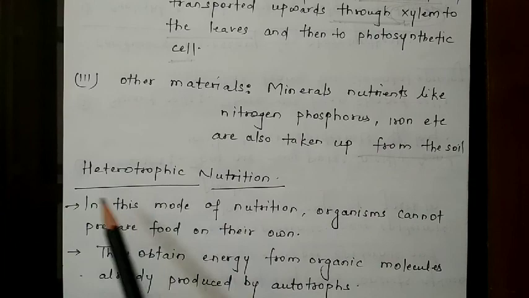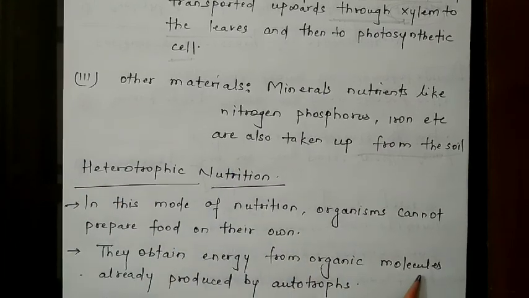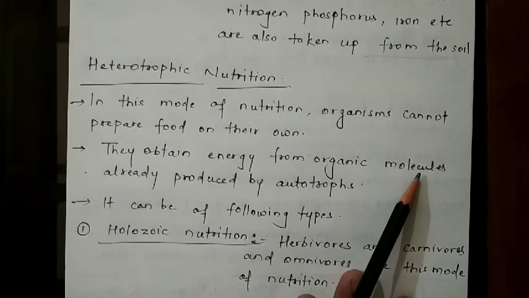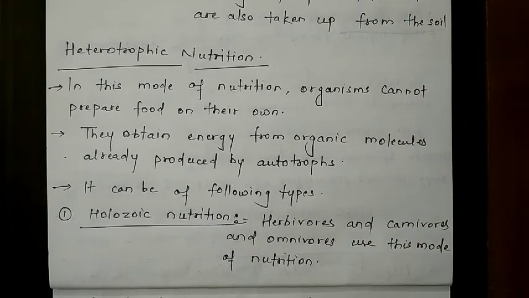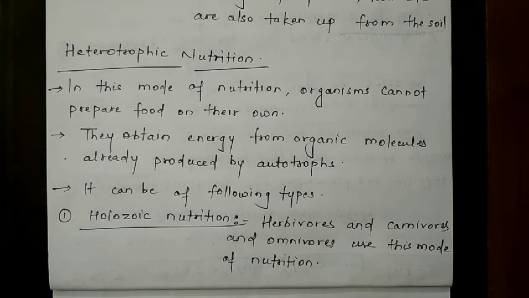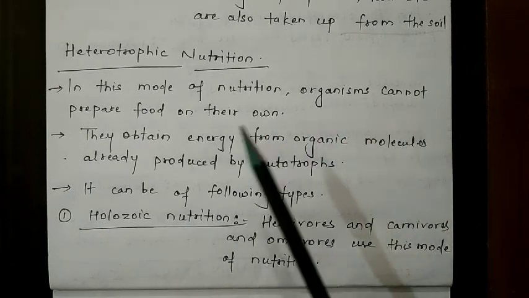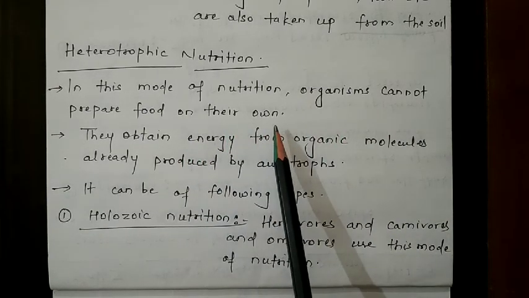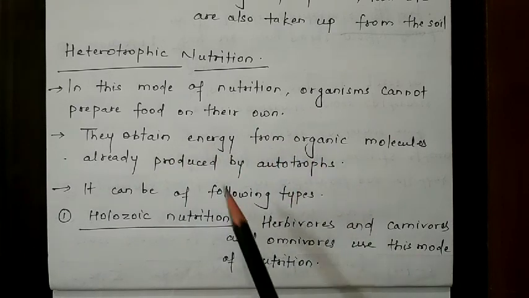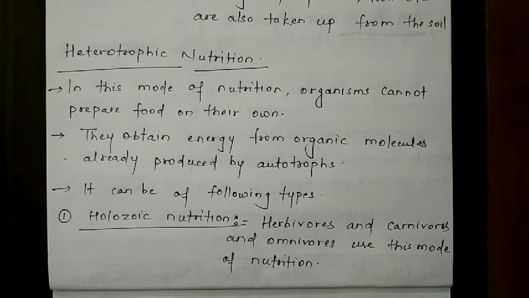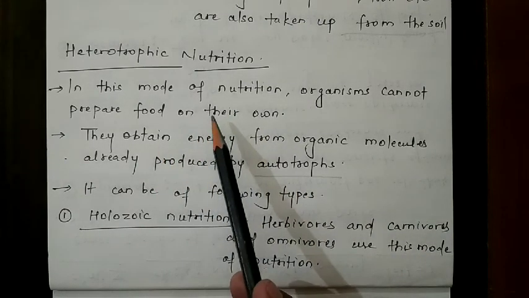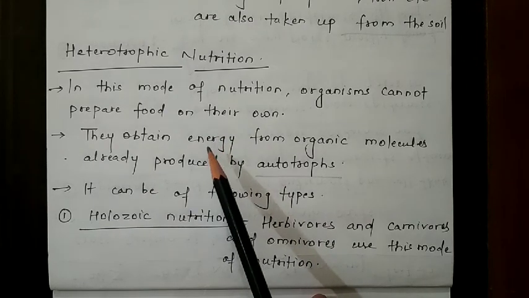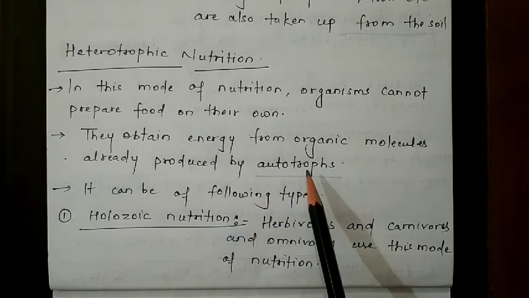Okay. Now coming to the heterotrophic mode of nutrition. Now in this mode of nutrition, you know that organisms totally depend on other organisms for their food. Means in this mode of nutrition, organisms cannot prepare food on their own. Okay, they obtain energy from organic molecules already produced by the autotrophs. So this kind of food is already produced by the autotrophs. So we mostly all consume ready-made food.